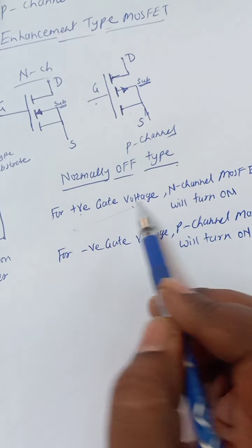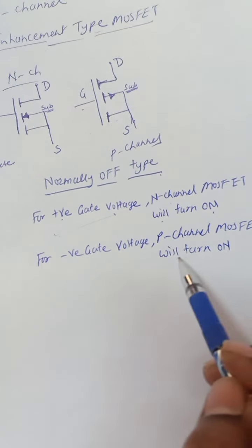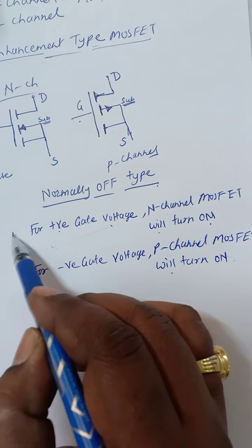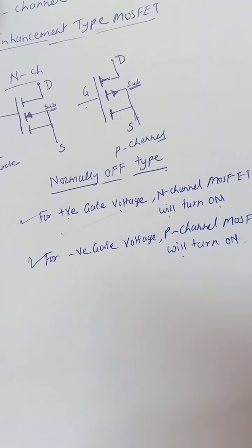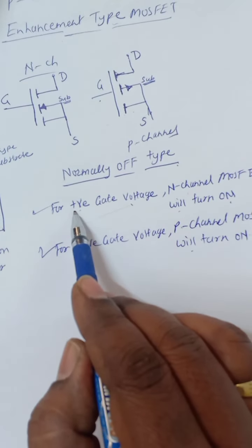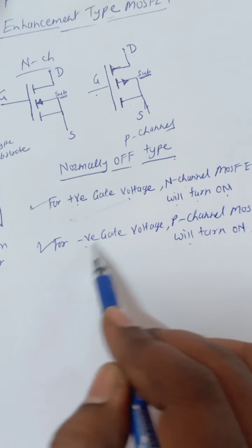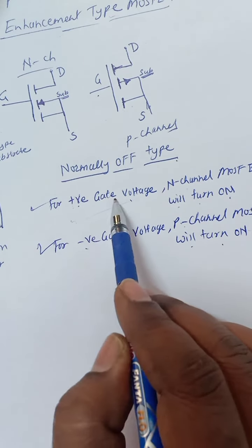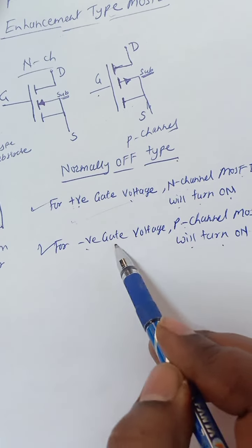For positive gate voltage, n channel MOSFET will turn on. For negative gate voltage, p channel MOSFET will turn on. Keep in mind that these 2 points are most important. If you apply negative gate voltage for n channel, it will turn off. If you apply positive gate voltage for p channel, it will turn off.